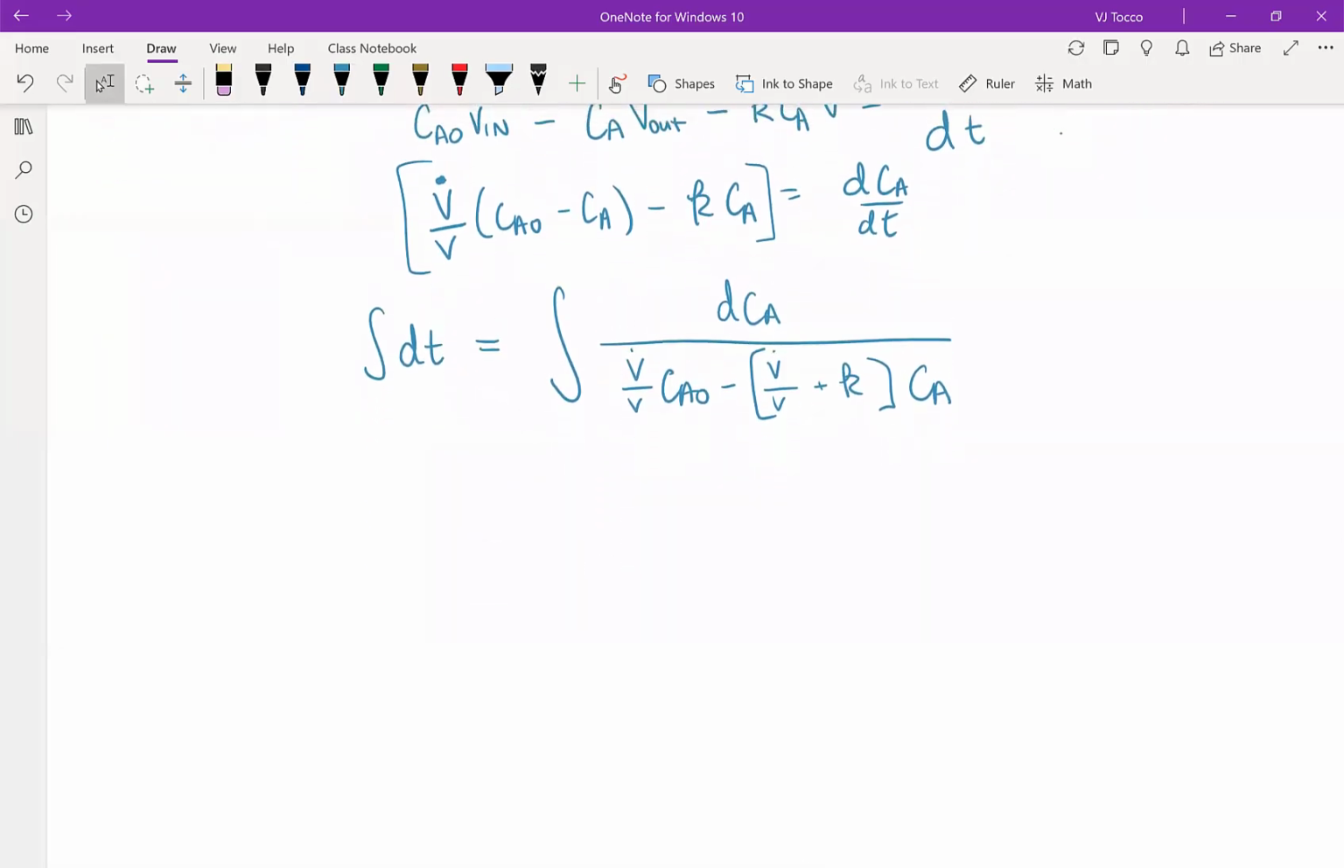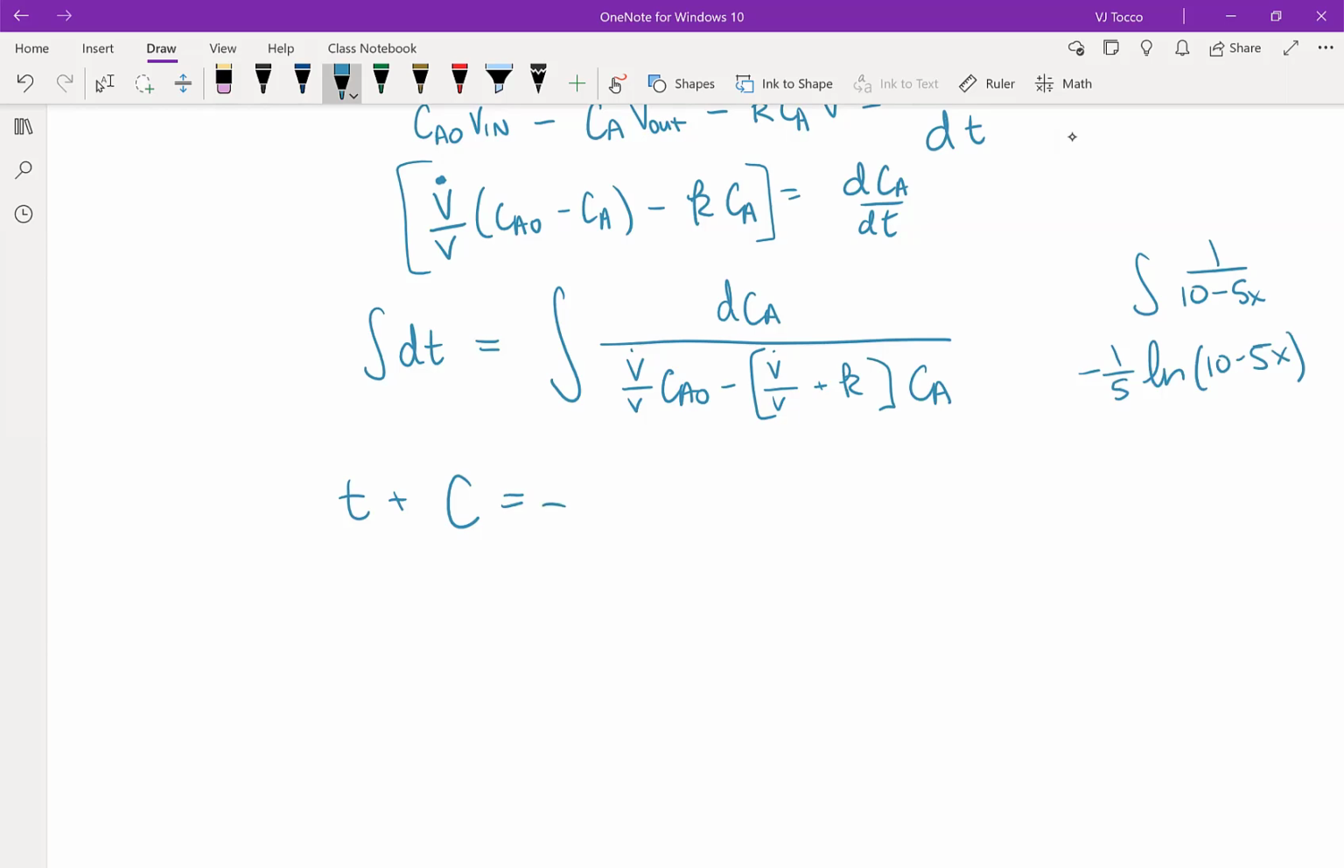On my left-hand side, I've got the integral of dt, which is just t plus c, my constant of integration. This one looks like a tricky integral, but since v dot, v, CA0, and k are all constants, I can treat it just like an integral that I know how to take. So take 1 over 10 minus 5x, for instance. I know that the integral of this would be 1 over 5, so that's the inside derivative, times ln of 10 minus 5x. So it's just going to be the same form.